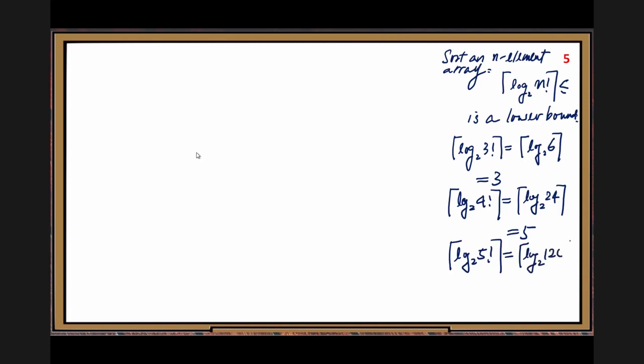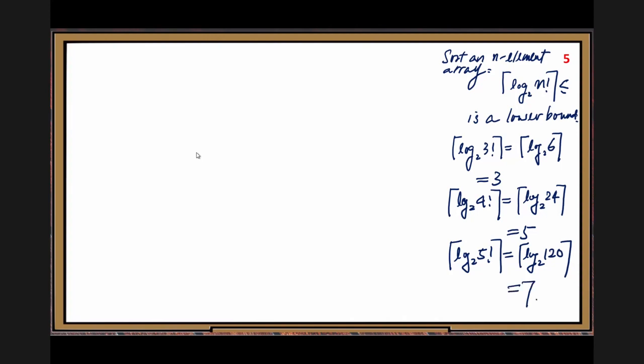$120, right? 120. Power of 2, the closest one, 128, that is 2 to the 7th. So it's less than 2 to the 7th. But 2 to the 6th, 64. It's greater than 64. So the ceiling function, it's 7.